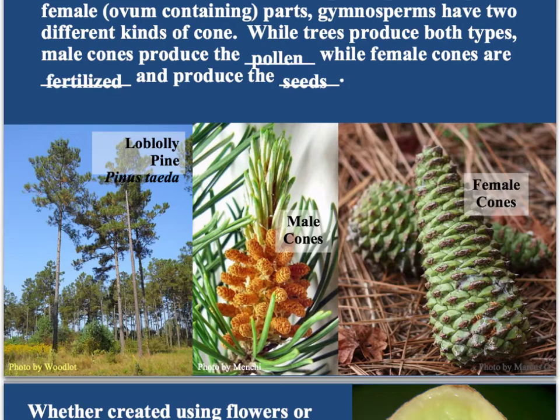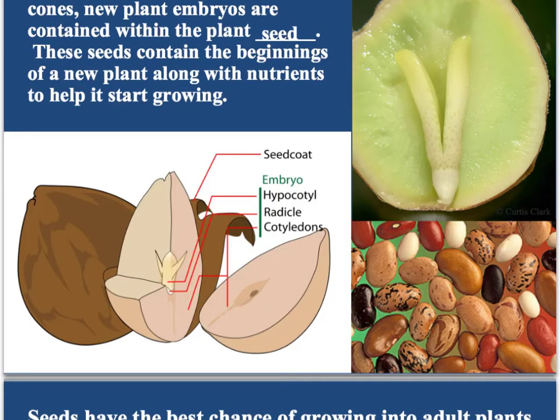Male cones for a gymnosperm produce pollen. Female cones produce the ovum. And gymnosperms have two different kinds of cones, the female and the male part. While trees produce both types, male cones produce the pollen, female cones are fertilized and produce the seeds.